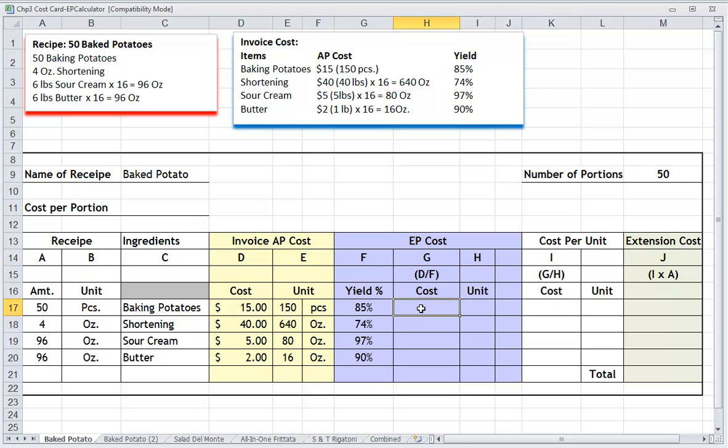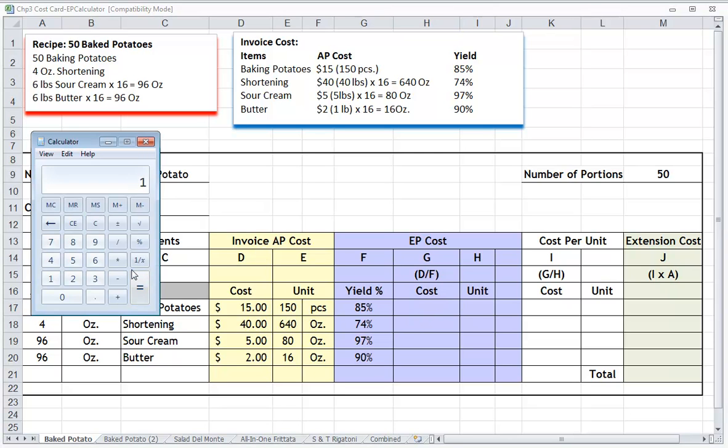So in this cell, I am going to calculate $15 and divide it by 0.85. And that should give me about $17.65. I'm going to round it up here, okay?